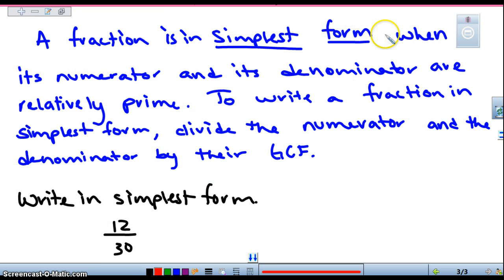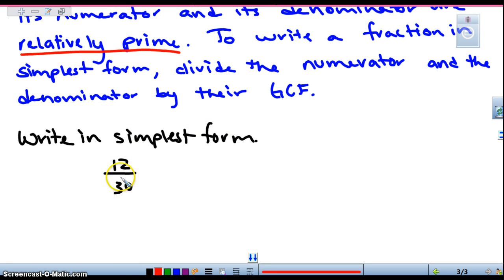A fraction is in its simplest form when its numerator and denominator are relatively prime. What does it mean when numbers are relatively prime? Their greatest common factor is 1. To write a fraction in simplest form, you have to divide the numerator and the denominator by their greatest common factor. So let's say we want to simplify 12 over 30. Write in simplest form. So 12 and 30 are both divisible by what? By 3. Okay. If I divide these by 3, what do I get?